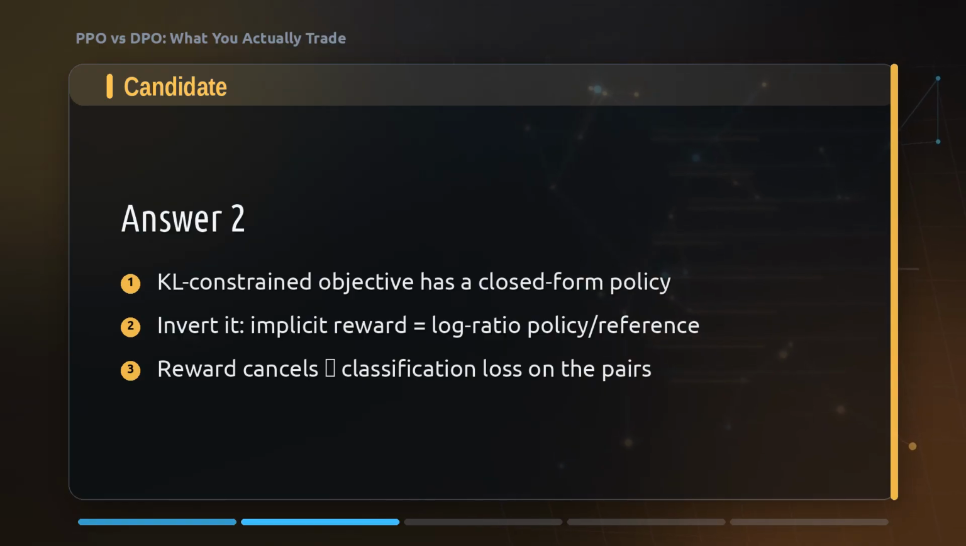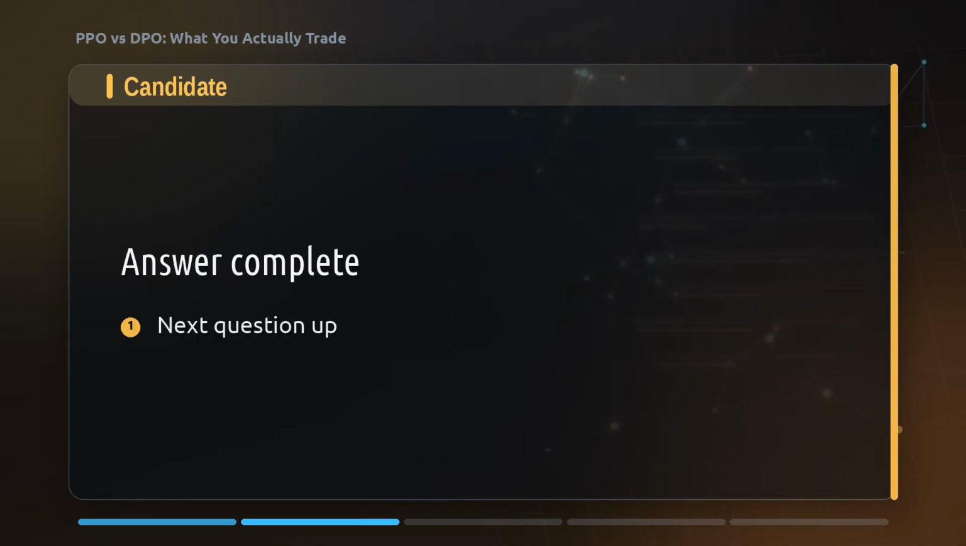Plug that implicit reward into the usual preference loss and the reward model literally cancels out. What's left is a simple classification loss, push up the log probability of the preferred answer relative to the rejected one, scaled by a temperature-like knob. No reward model, no sampling. Just a loss on the preference pairs you already collected. That's the line from the paper. Your language model is secretly a reward model.